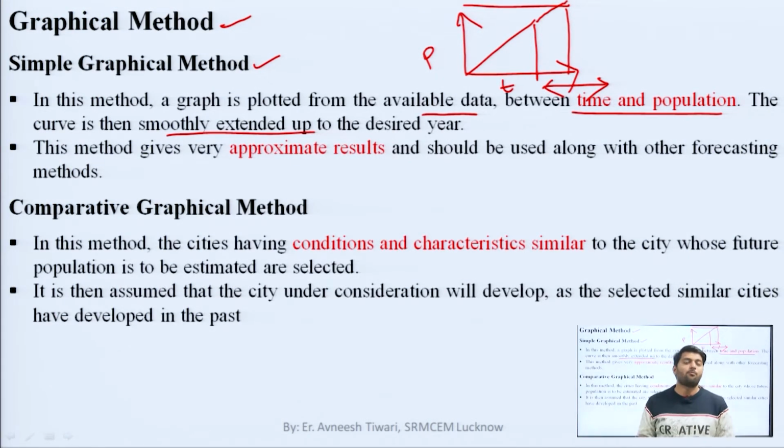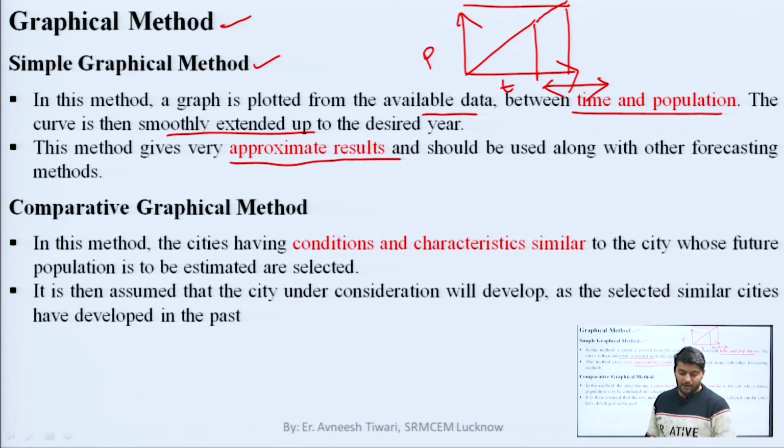मीन्स हमें जब भी पॉपुलेशन कैलकुलेट करनी होगी, हम वहाँ तक उस कर्व को एक्सटेंड करेंगे, एंड वी कैन ईजिली फोरकास्ट द पॉपुलेशन. सो दिस मेथड इज not a very accurate method. They give us approximate results while comparing with other methods.